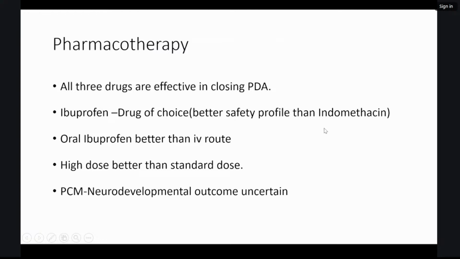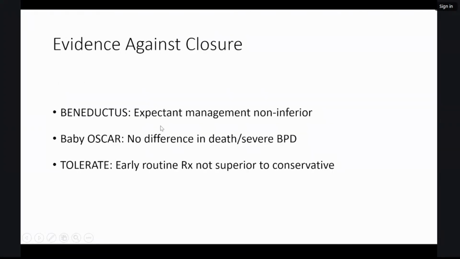Oral ibuprofen is better than the IV route, and high dose is better than the standard dose, as proven by the recent Cochrane evidence. PCM neurodevelopmental outcome is uncertain.